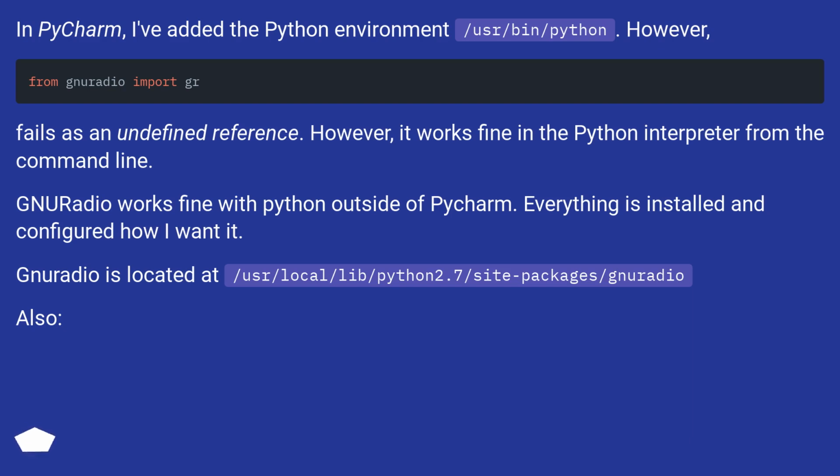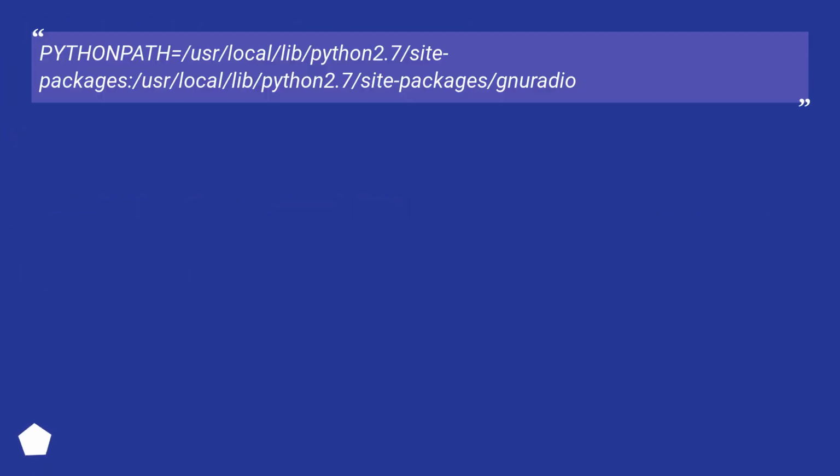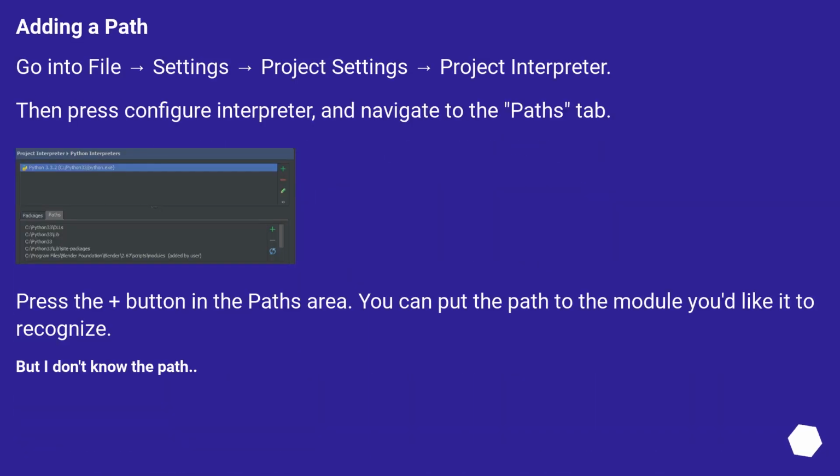gnuradio is located at .7/site-packages/gnuradio. Also, adding a path. Go into File, Settings, Project Interpreter.